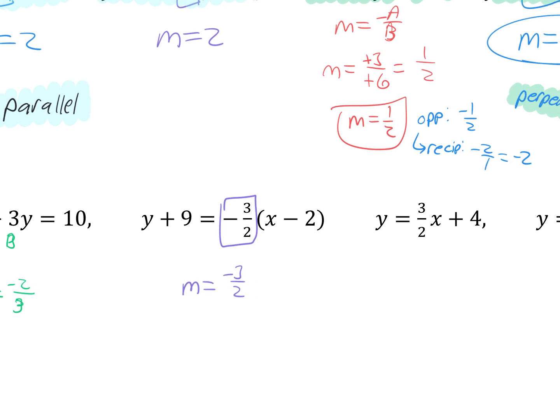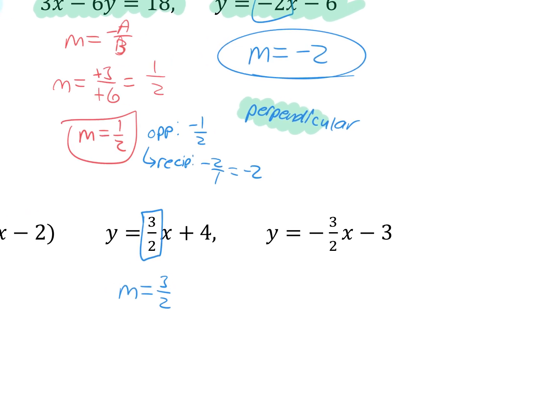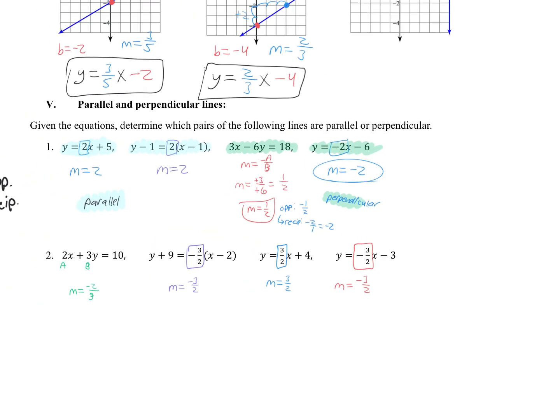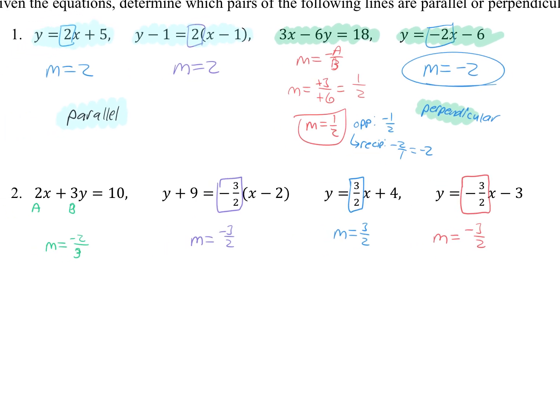All right, for this next one right here, this is in slope-intercept form, y equals mx plus b, so m is going to be whatever's in front of our x, so m is going to equal 3/2. All right, and then for this last one, y is equal to -3/2, right? This is also in slope-intercept form. All right, so now let's identify, it's easiest first to identify which ones are the same, and then you can see that this slope right here and this slope right here are the same.